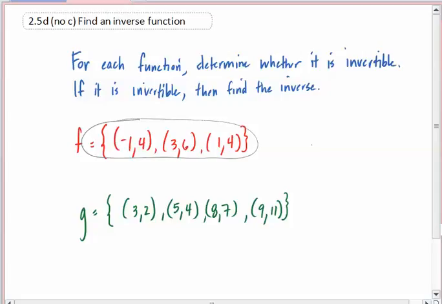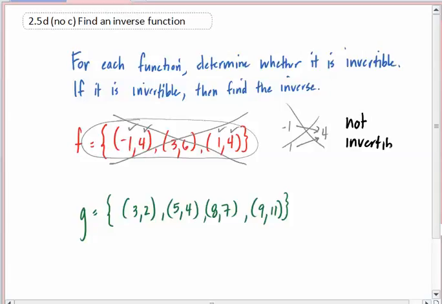If I look at the x value, the x coordinate here is -1 and the y coordinate is 4, then I also have an x coordinate of 1 and a y coordinate of 4. In other words, I have this situation. Alright, which means that this thing is not one-to-one, and if it's not one-to-one, then we know that it's not invertible, meaning its inverse is not a function.